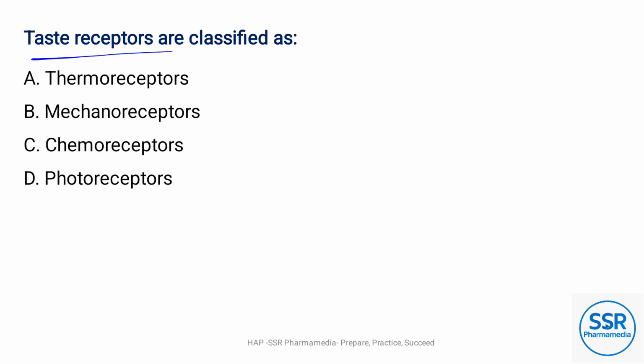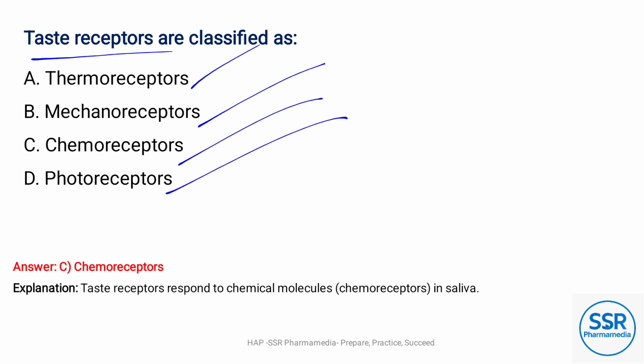The taste receptors are classified as option A, thermoreceptors, option B, mechanoreceptor, option C, chemoreceptor, option D, photoreceptor. So the answer is option C, chemoreceptor. Taste receptors respond to chemical molecules in saliva.